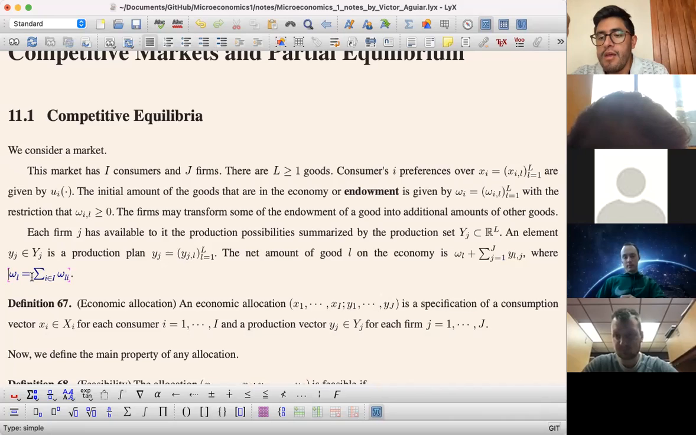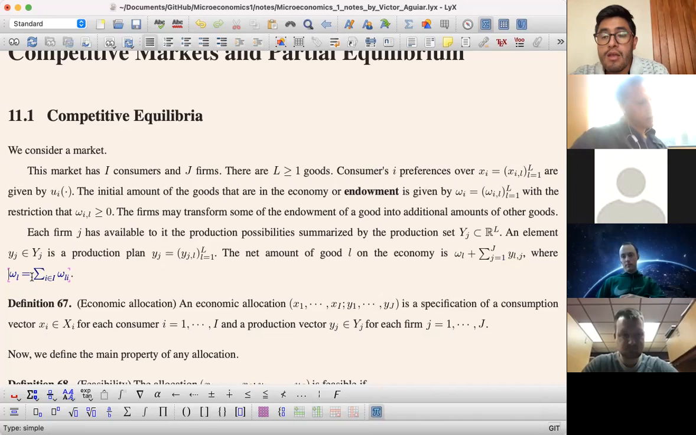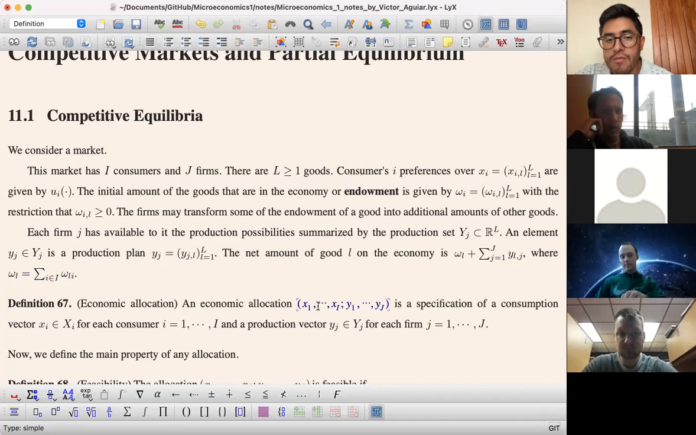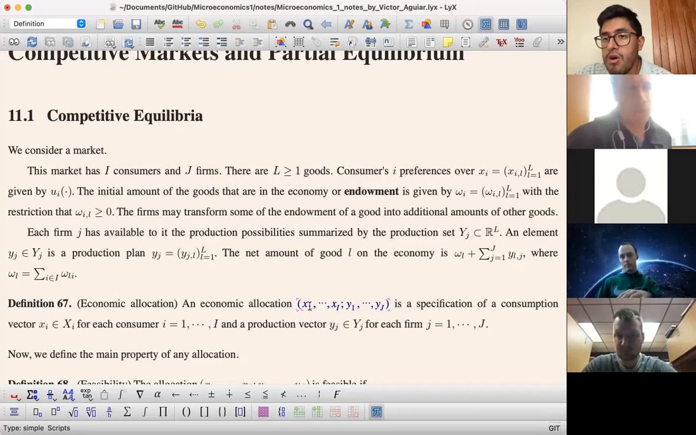bundle, right? In the theory of the firm, we were interested in the production plan. In this second part of the class, we're interested in an economic allocation, right? Which is essentially a big array, a matrix, in fact, of allocations where each column is a vector of size L, and the index here is indexing the consumer. So this is consumer one's commodity bundle, which has L goods.